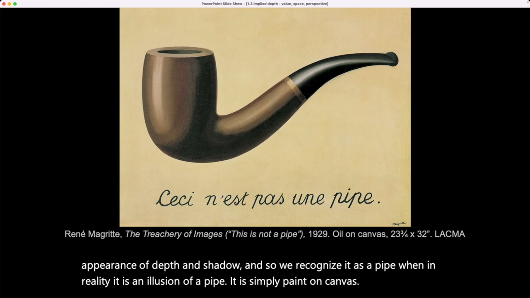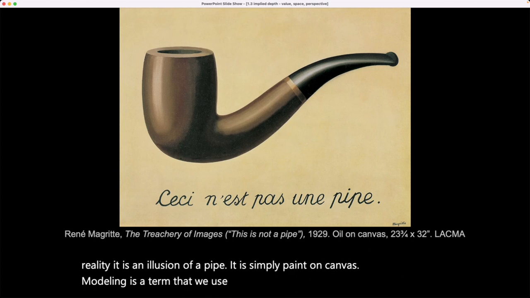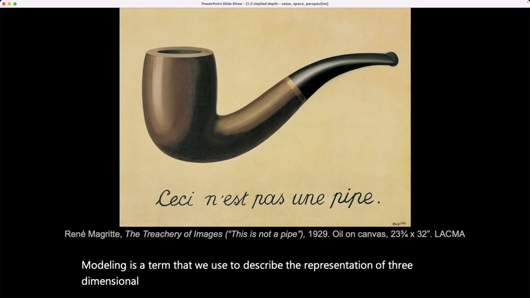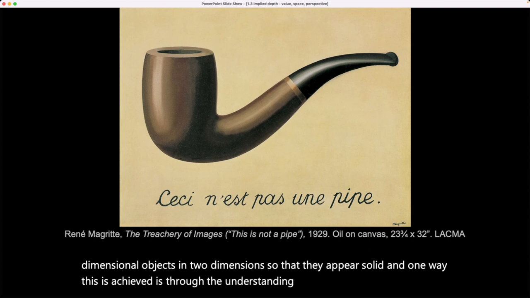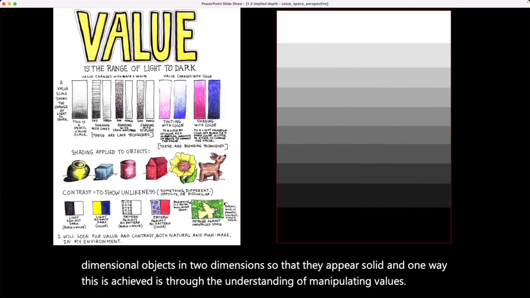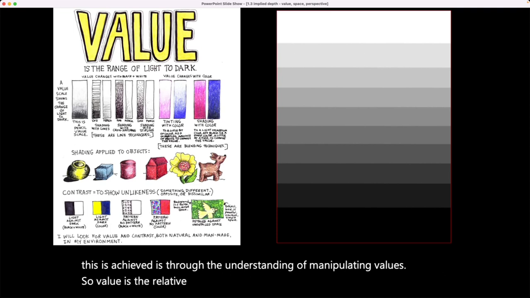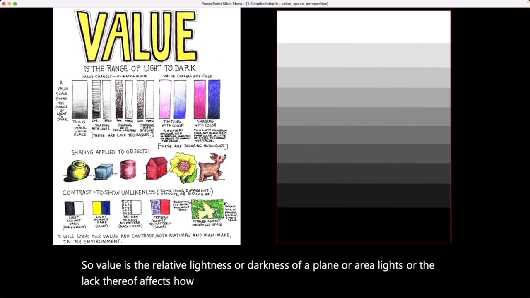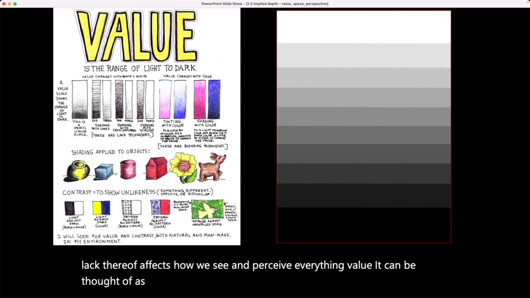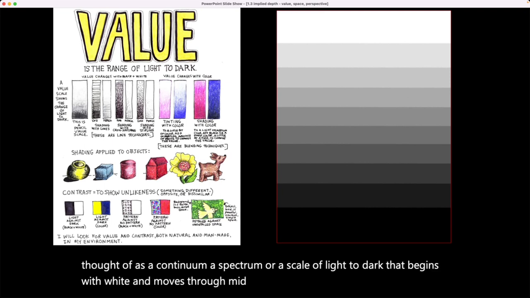So modeling is a term that we use to describe the representation of three-dimensional objects in two dimensions so that they appear solid. And one way this is achieved is through the understanding of manipulating values. So value is the relative lightness or darkness of a plane or area. Light, or the lack thereof, affects how we see and perceive everything. Value can be thought of as a continuum, a spectrum, or a scale of light to dark that begins with white and moves through mid-gray to black.